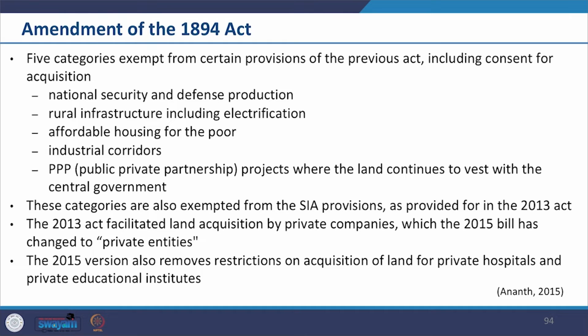So we see that kind of restriction coming in. Further, we see the 2015 version also removes restriction on the acquisition of land for private hospitals and private educational institutions. The Central Act of 2013 was brought to give effect to the pre-existing fundamental rights to livelihood of citizens. It ensured that livelihood will not be taken away unless it is in the public interest, and that is seen by a social impact assessment. These things have to be ensured in the provision.